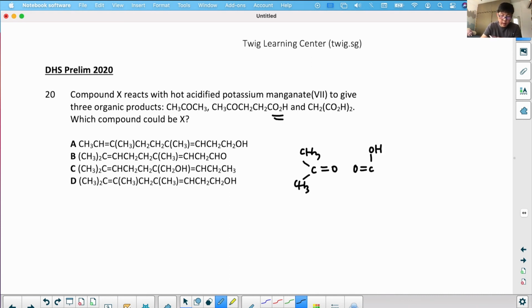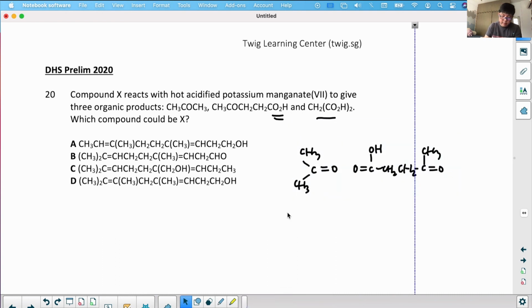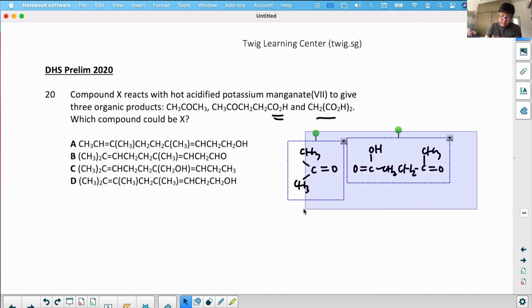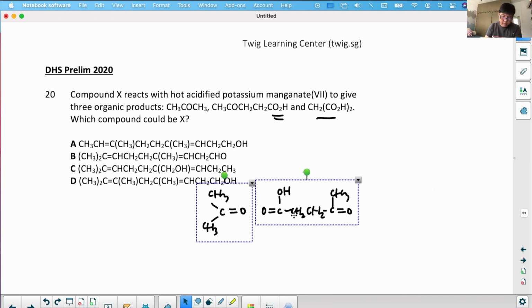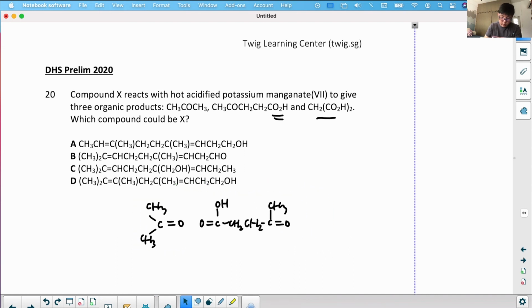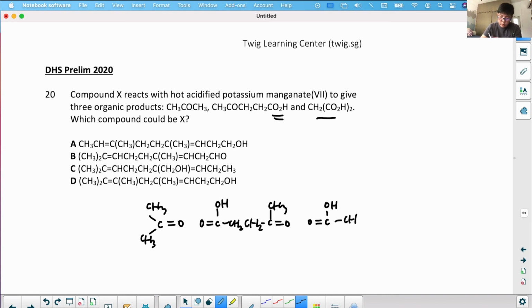Then there's a CH2, CH2, CH3, and a double bond O here. I'm going to draw the last one. This one will look like this. So this one here, I will just draw it this way. So it's C double bond O, OH, CH2, C double bond O, OH.